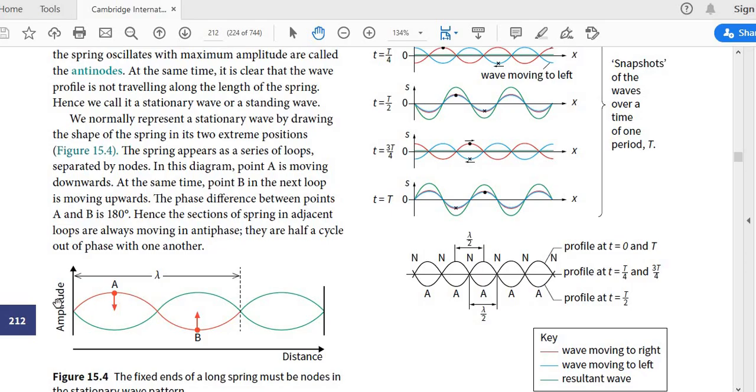So, it's lambda. Anywhere from here to here, any point from here to here and any point from here to here will have a phase difference of 180 degrees or a path difference of lambda. Remember, path difference is given in terms of wavelength, lambda. Phase difference is given in terms of angle, either degrees or radians.